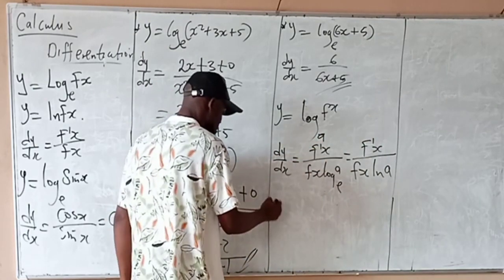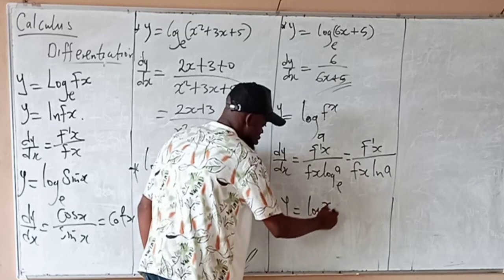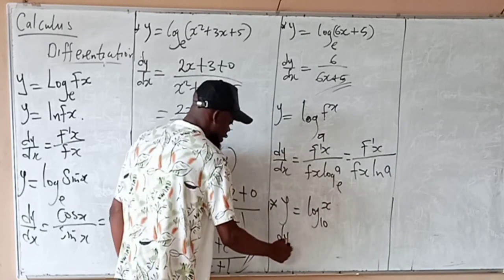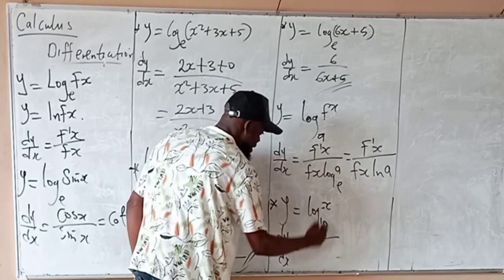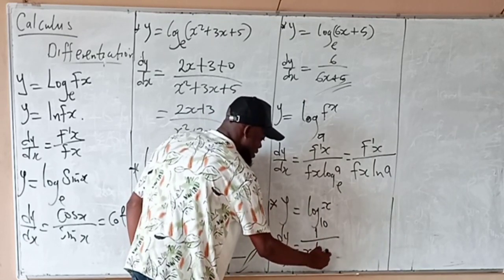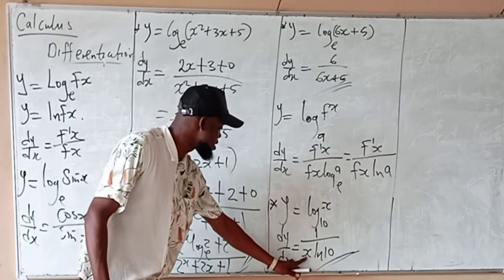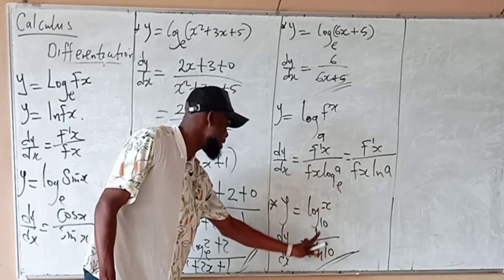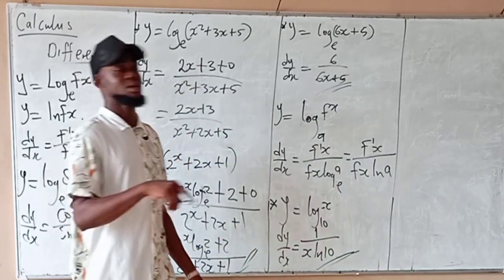Okay, let me do an example. Let's say y is equals to log x to base 10. What will be the derivative of this? The derivative should be: differentiate x, you have 1 over x, then times ln of 10. Just use this denominator, which is the same function, to multiply ln of this base, or log of this base to base e. That's what I'm trying to say.